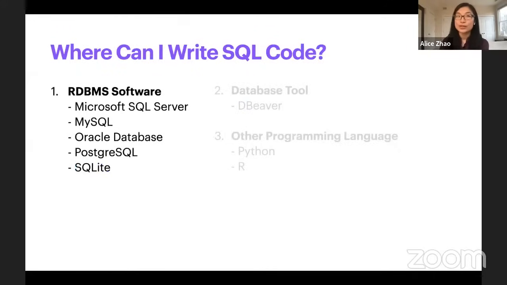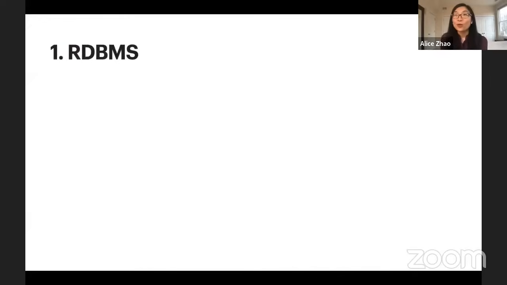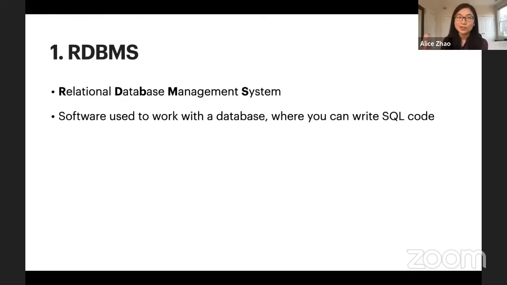Okay, but let's start with RDBMS software. So what is an RDBMS? It stands for Relational Database Management System. And you actually see this acronym all the time. But an RDBMS is essentially software you use to work with a database. So within an RDBMS, you're going to be able to create your plan for where the tables go. You're going to be able to store data. Usually there's going to be extra things, like people can set up permissions of who can access what database and things like that. And this is where you would go to write SQL code.